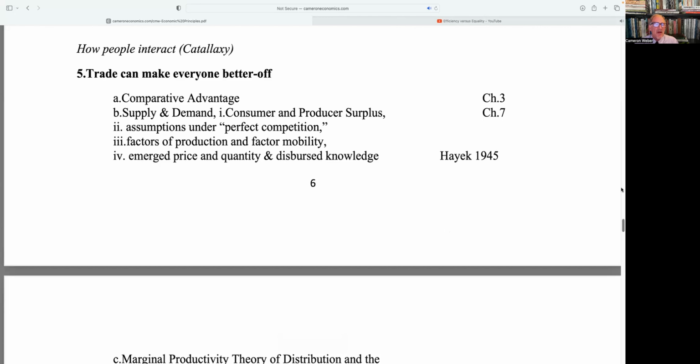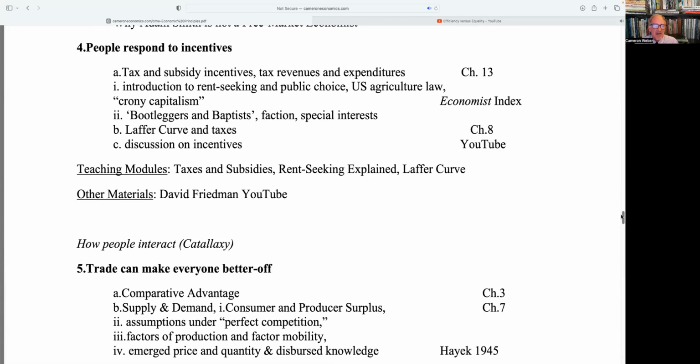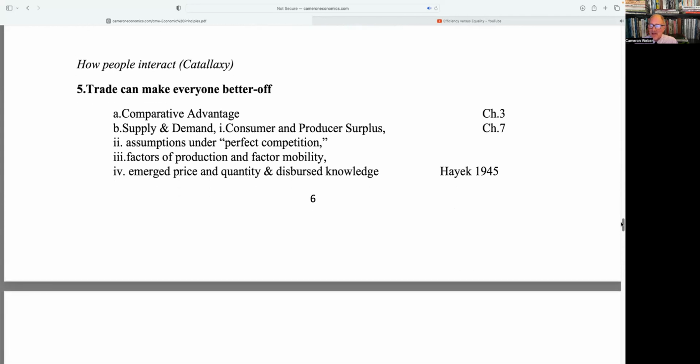And as we move from praxeology to catalaxy, now we look at individual behavior in relation to others. One of the principles, besides opportunity cost and other items from praxeology, in catalaxy, a well-known economic principle, is comparative advantage, that trade can make everyone better off. We show how, using economic models, trade can make everyone better off using the model of comparative advantage. And we also show it in welfare economics using supply and demand, consumer surplus.